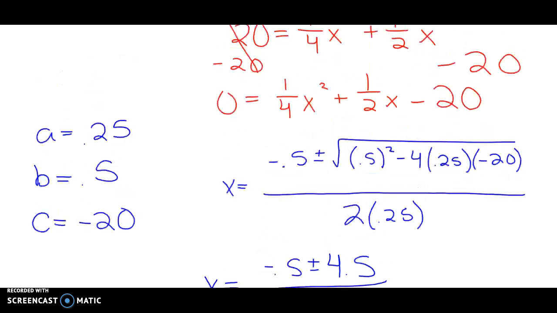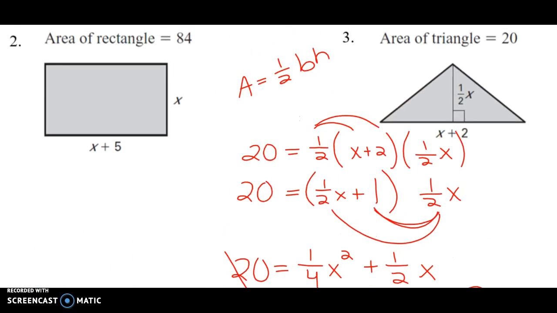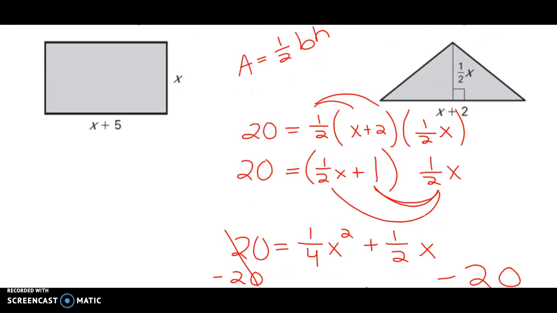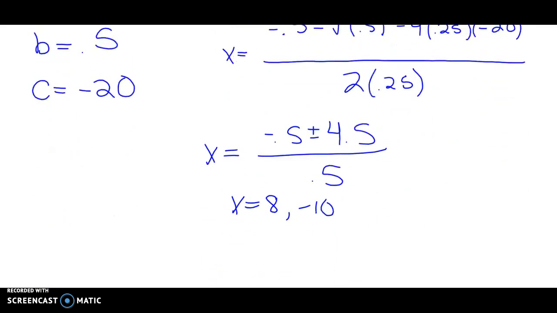But if you go back and look at the picture, if I plug negative 10 in, is it possible to have a base of negative 8? No. So in real life applications, only one of the answers is going to make sense. Okay? So what is the only answer? 8. Don't put negative 10 in your answer. The only answer that makes sense for the area of a triangle is 8.